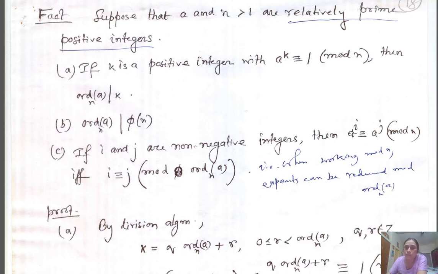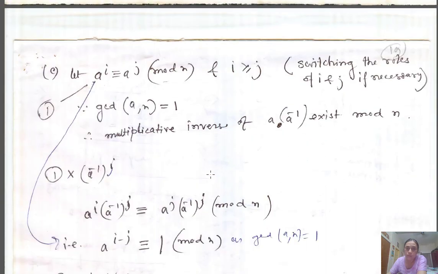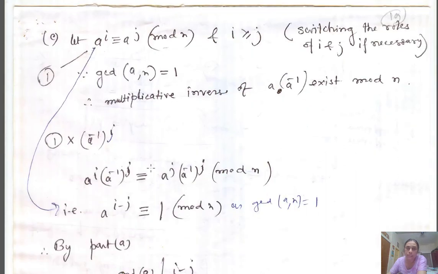Now when you are working modulo n, then in the exponent you can work modulo the order of A modulo n. This proof is also written here. You just go through this, or you can do it by yourselves.